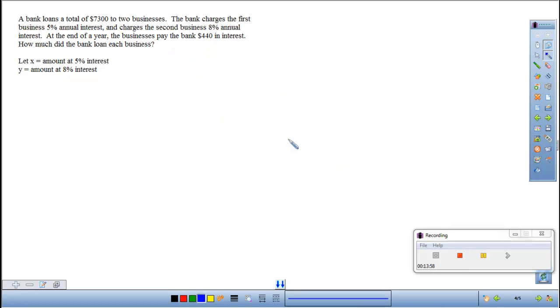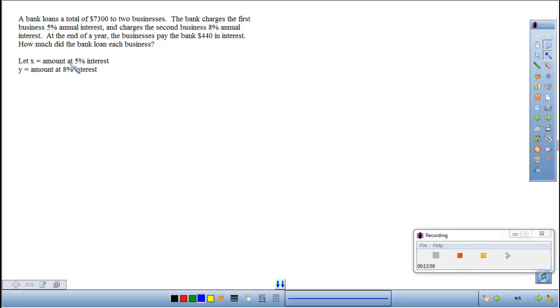Let's look at a couple of application problems. We'll look at this one. The bank loans a total of $7,300 to two businesses. The bank charges the first business 5% annual interest, the second business 8% annual interest. At the end of the year, the businesses pay the bank $440 in interest. How much is the bank loan to each business?